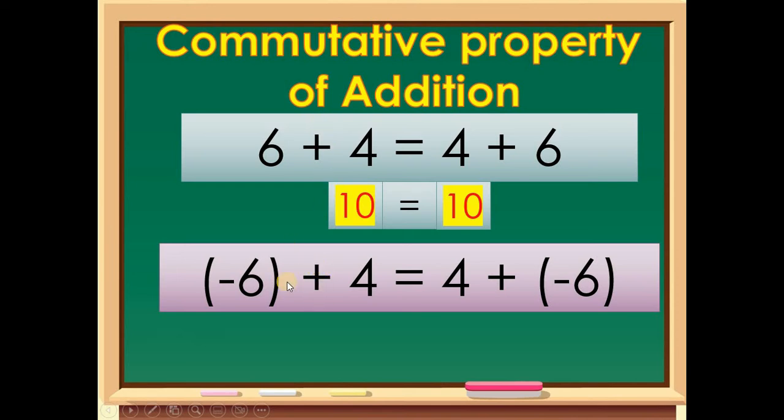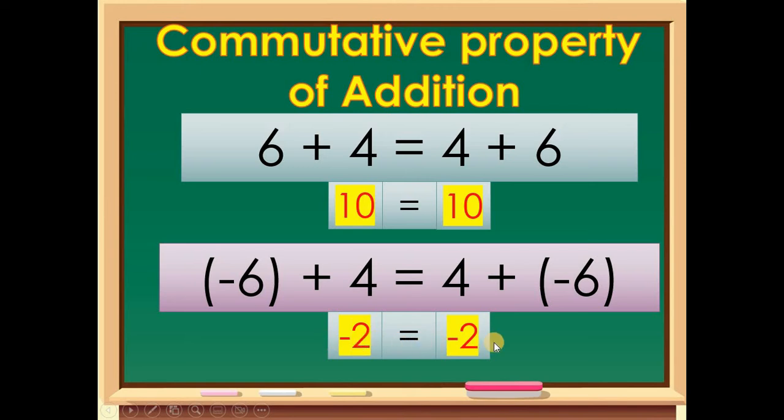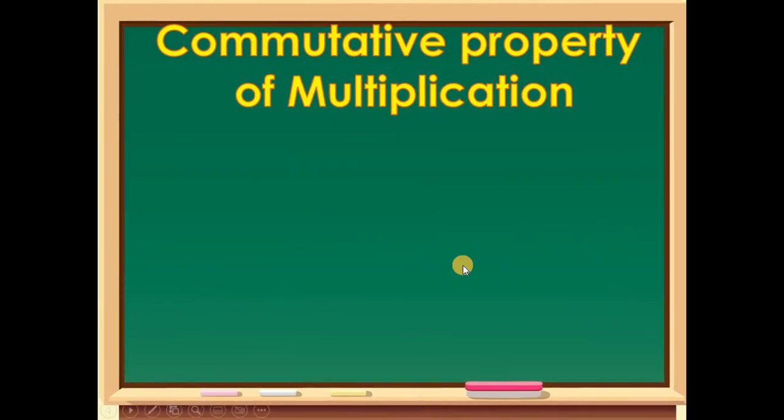Okay, next. Dito naman, negative 6 plus 4. Kapag pinag-add natin yan, we will have negative 2. And then kapag pinag-add naman natin itong 4 plus negative 6, we got also negative 2. So hindi nagbago yung sum ng dalawa kahit na binaliktad ko yung addends. Okay, so naintindihan?